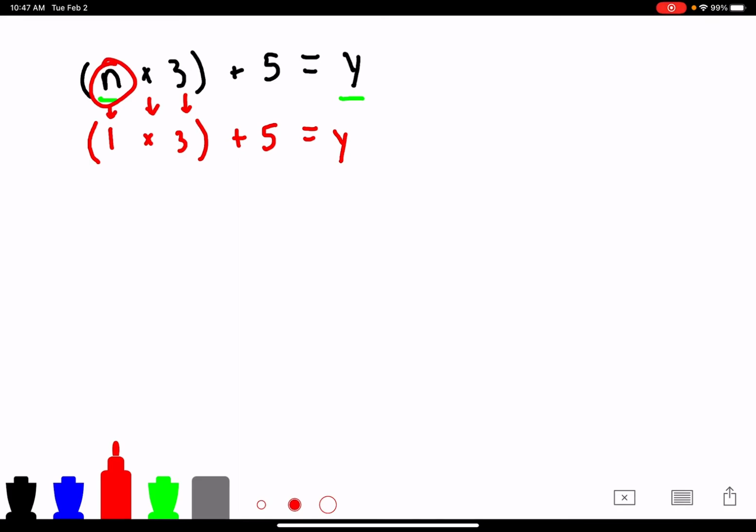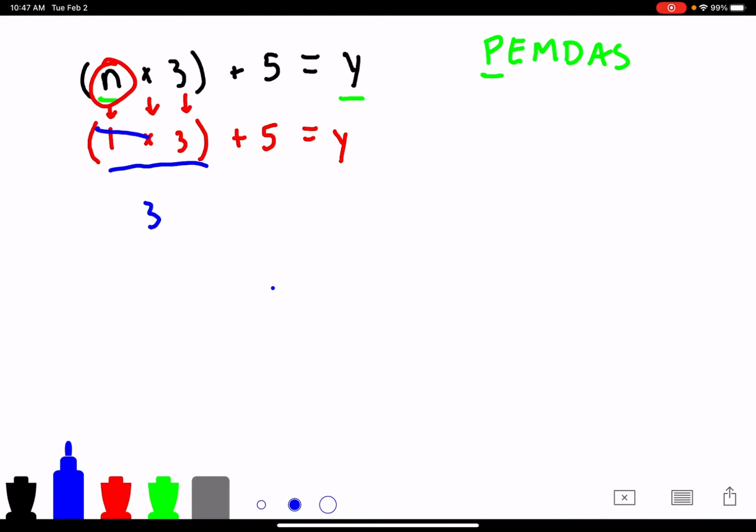Now I can solve according to the order of operations, which is PEMDAS. Please excuse my dear Aunt Sally. Okay, so the first thing, the P is parentheses. So I solve parentheses first. 1 times 3 is 3. I just write the answer right below, and I copy everything else the same. I'm done with that, so I already solved it. Everything else, though, I haven't used yet, so I'm going to copy these exactly the same. 3 plus 5 equals y.